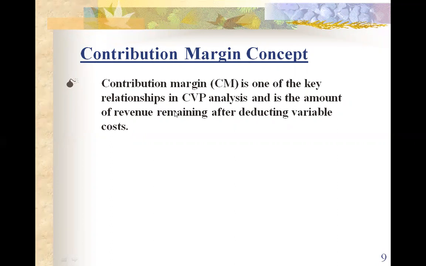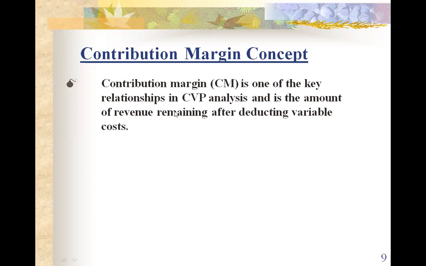This is the amount of revenue remaining after deducting variable cost. Revenue and sales is the same thing. So from the sales and revenue, if we deduct variable cost, then whatever we'll get, we call it as a contribution margin. Is it clear? No, sir.